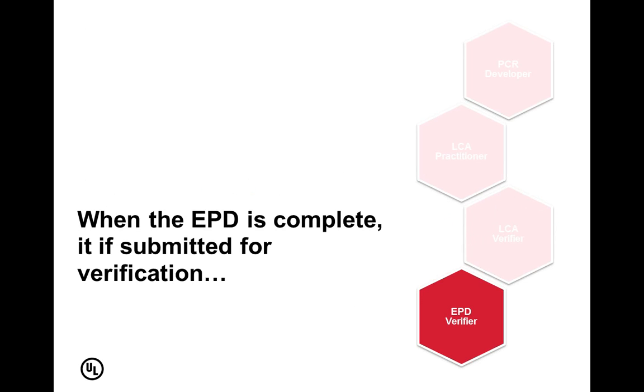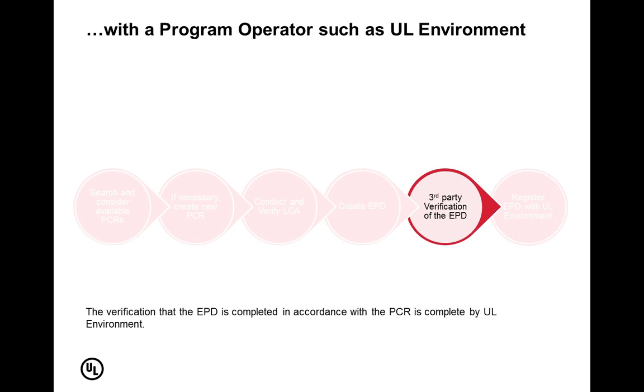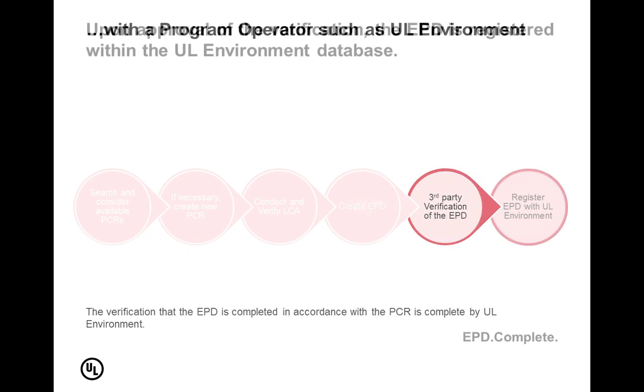After the EPD is completed, it's then submitted again for verification by another party. So the LCA verifier is independent from the EPD program operator, and the EPD program operator or EPD verifier verifies the actual final environmental product declaration. And again, this EPD is verified in accordance with the product category rule.